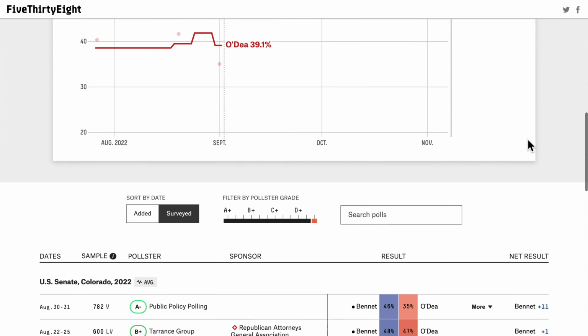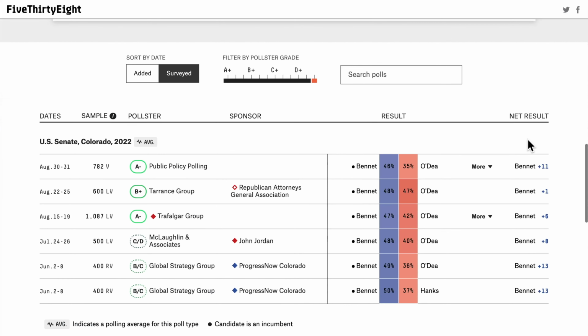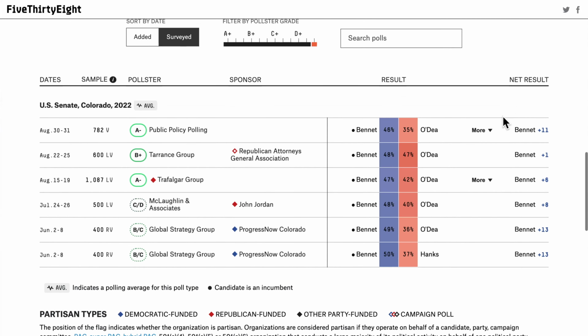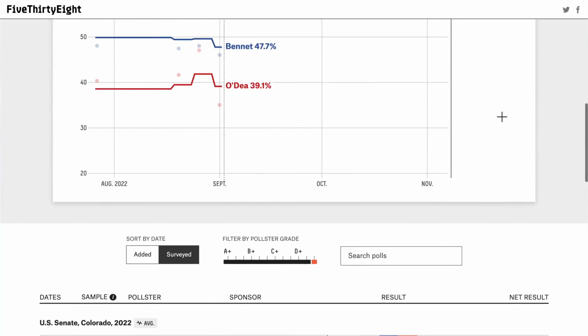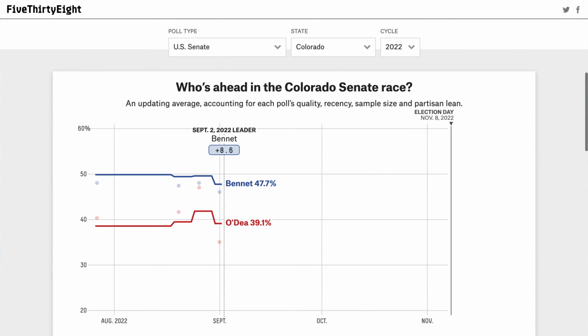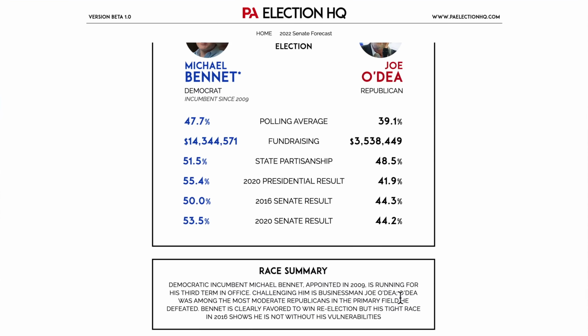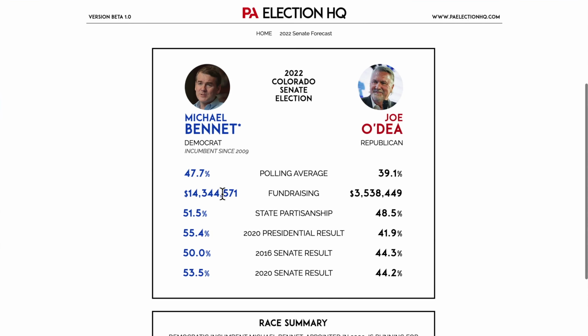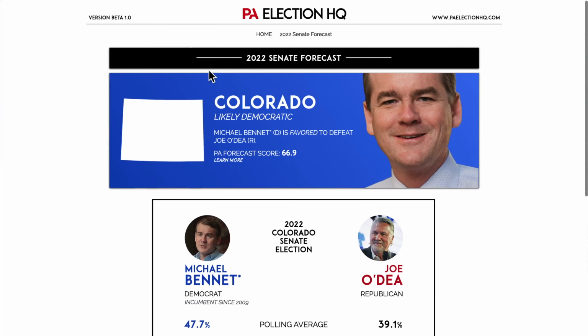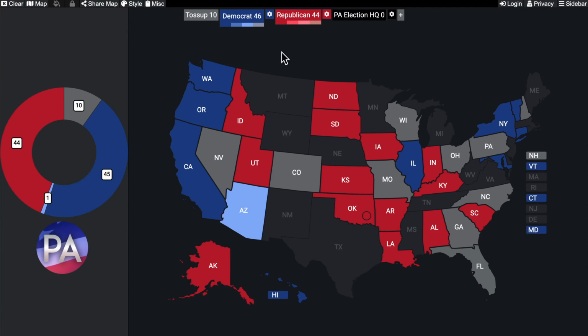He was first appointed a U.S. Senator in 2009 and subsequently won re-election in both 2010 and 2016. So now Michael Bennet is running for a 3rd term, and all signs point to him easily winning his re-election. We have a race summary here at the bottom as well. In fundraising, we see that Michael Bennet is leading. In the polling average, Michael Bennet is ahead, and every one of the previous election results shows Michael Bennet in a favorable position. So Colorado right now is going to be a likely Democratic state based on our ratings.